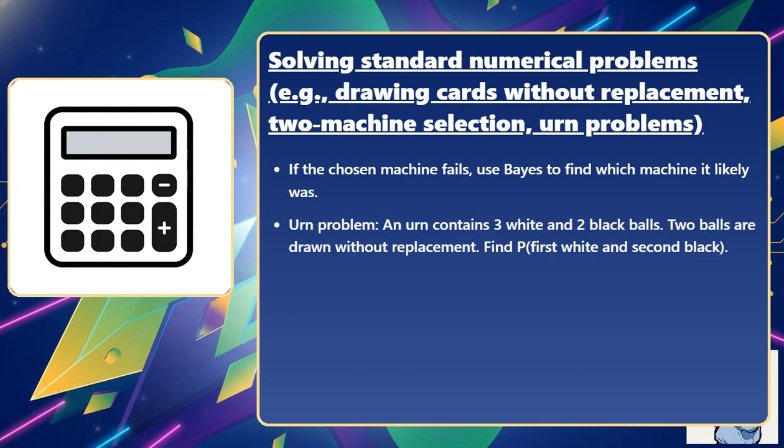Urn problem. An urn contains 3 white and 2 black balls. 2 balls are drawn without replacement. Find P(first white and second black). P(first white) equals 3 over 5. P(second black given first white) equals 2 over 4 equals 1/2. Product equals 3 over 5 times 1/2 equals 3 over 10.